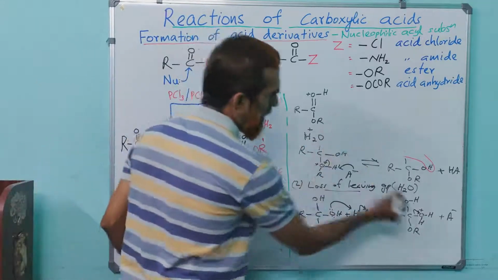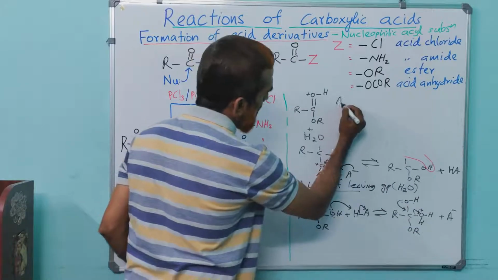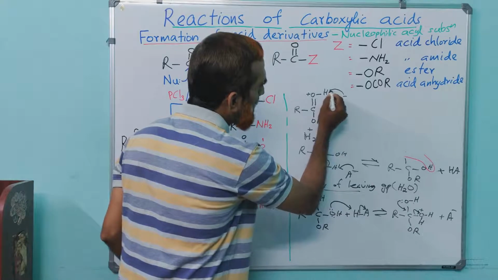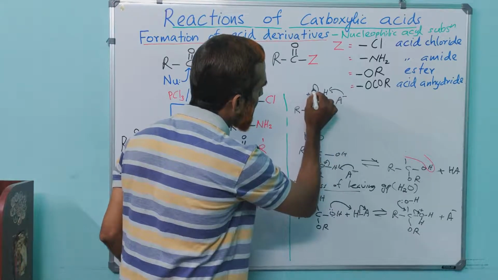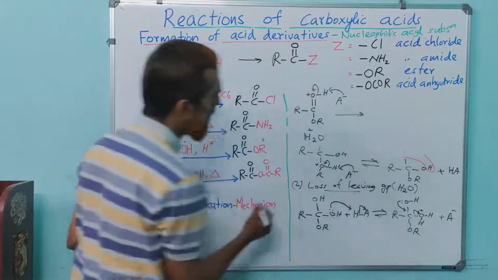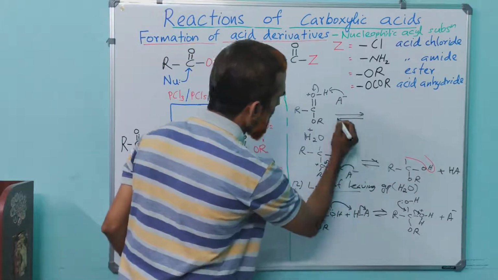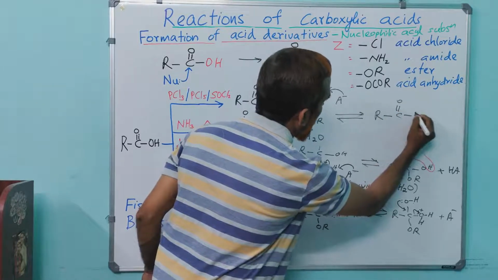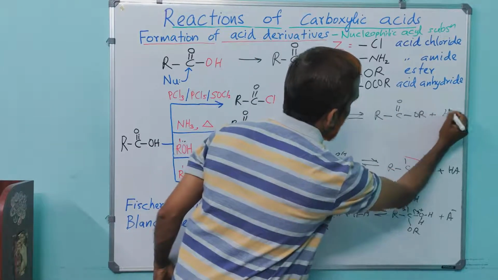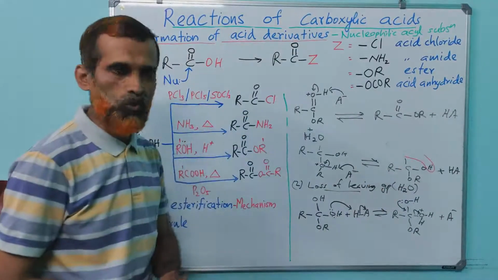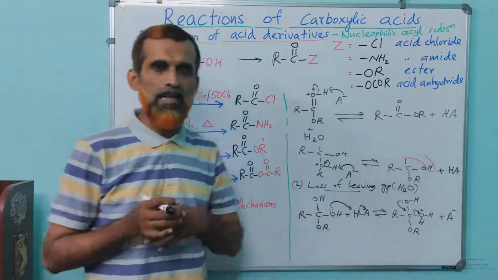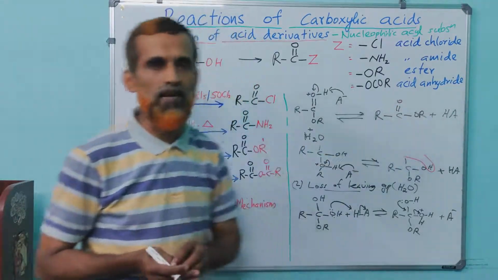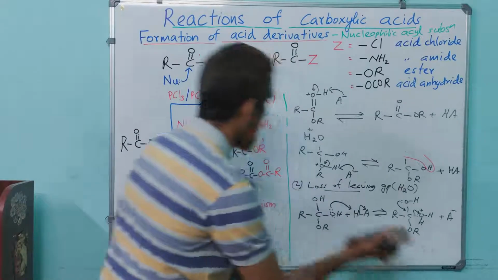Then now comes A minus back, the conjugate base of the acid. It can now abstract this proton. That's the final step. You get the product now. What is the product? This becomes RC double bond OOR plus HA. Again, in this second part also, illustrating that acid is a catalyst, used up in one step, regenerated in the other step. This is the Fischer mechanism.